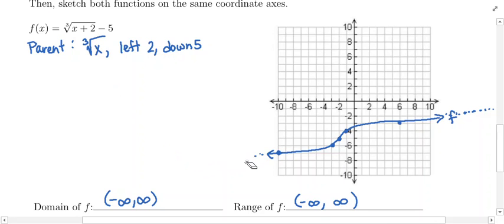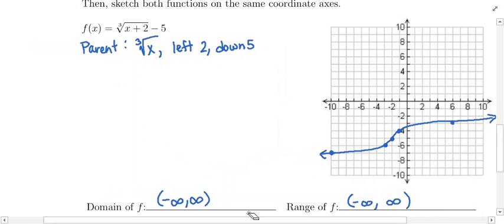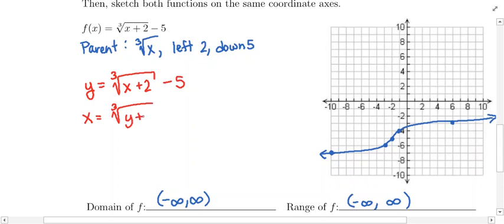Now that we have a graph and we've got our domain and range, we can concentrate on finding the inverse function. I'm going to follow my steps. First thing I'm going to do to get the inverse is replace f of x with y. And then in the next step, I am going to switch x and y. So I'm going to get x equals the cubed root of y plus 2, minus 5. I just switched x and y.